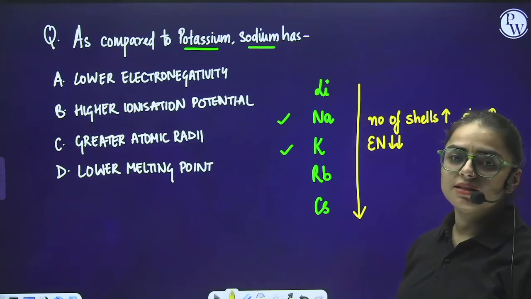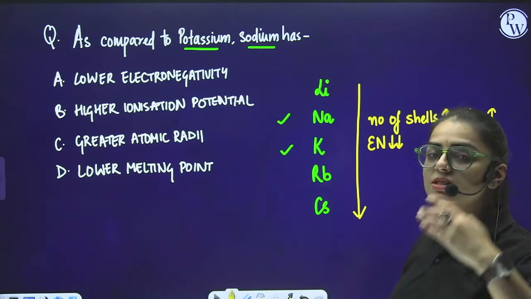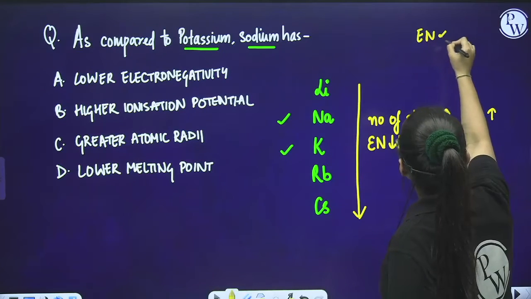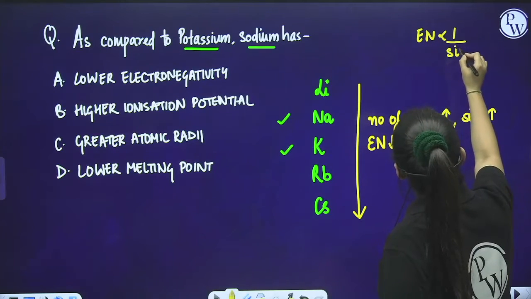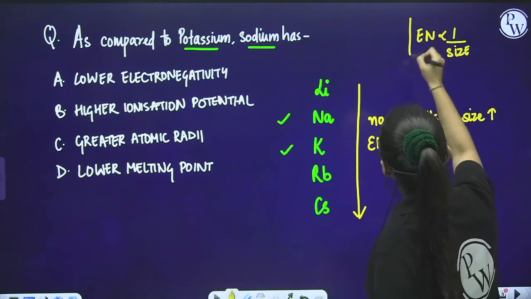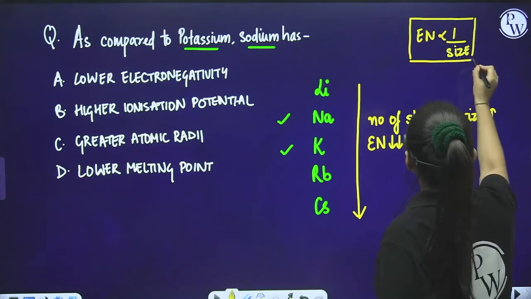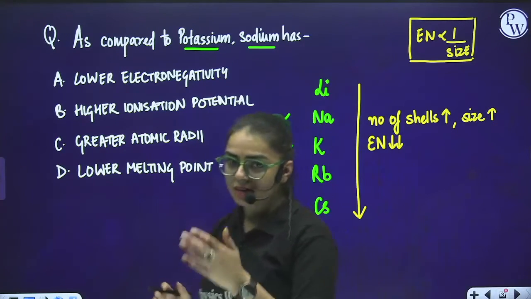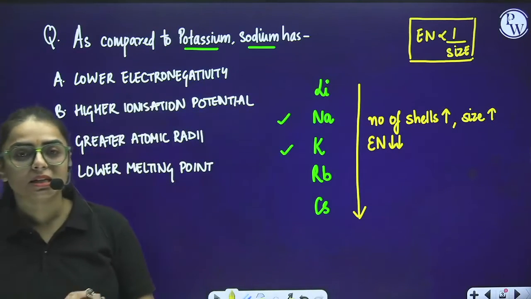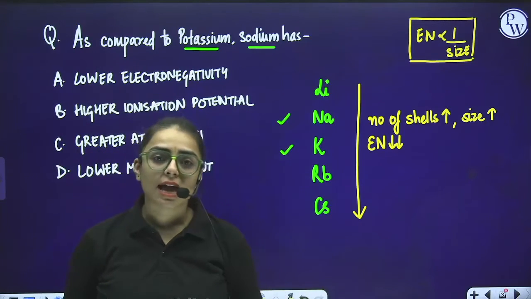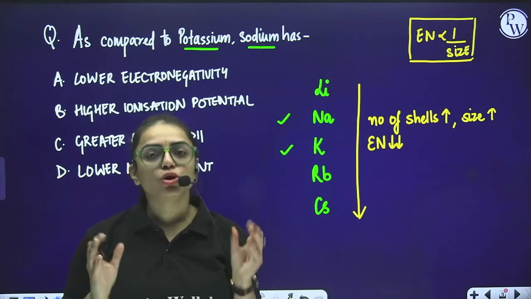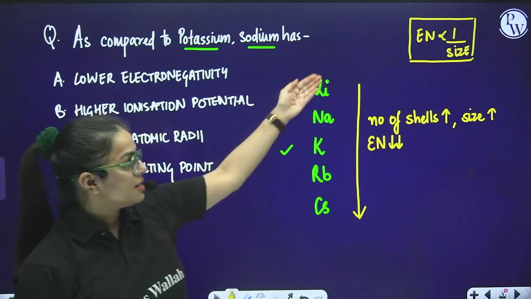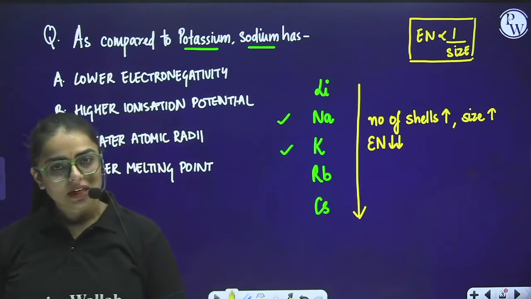And if size is increasing, electronegativity will decrease. Why? Because electronegativity, if you don't know, students, is inversely proportional to size. It is inversely proportional to size, everyone. Clear? So now, what is electronegativity if you don't know? Though we have done it in the 3rd chapter, electronegativity basically is the tendency to attract the shared pair of electrons towards itself. This is what electronegativity is, right? So as size increases, electronegativity is going to decrease.